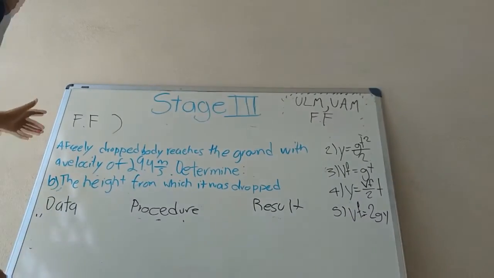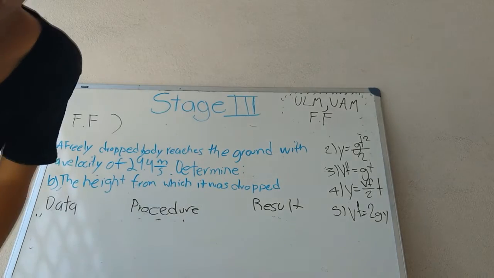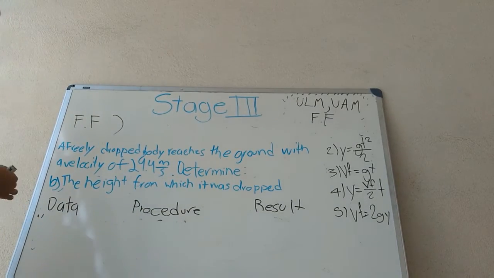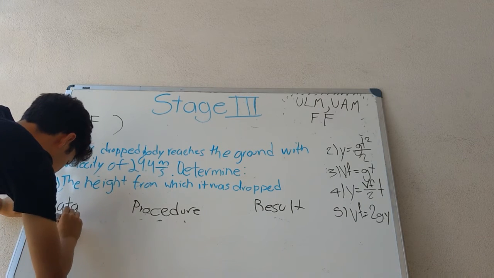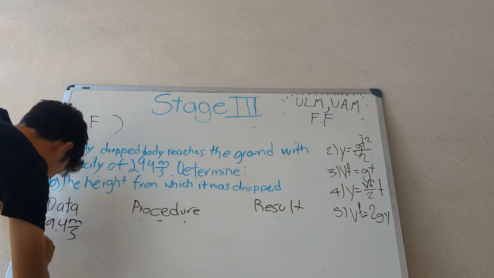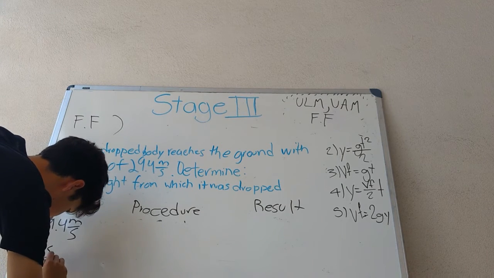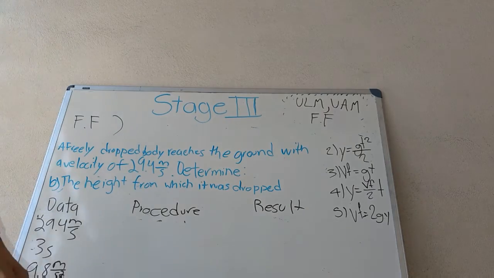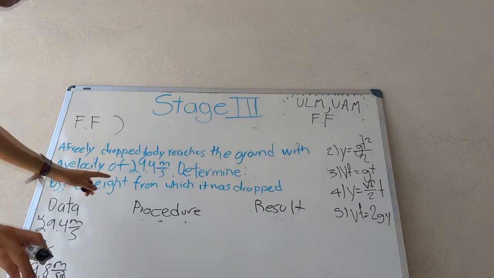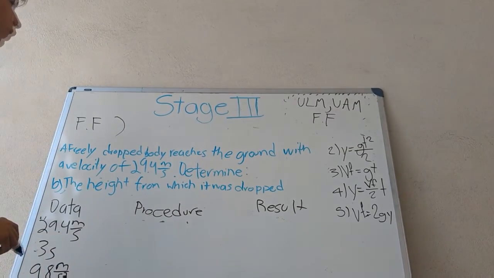The other question of this kind of problem is the height from which it was dropped. Now we have another data. The same, 29.4 meters per second. But now we have 3 seconds, and the acceleration that is 9.8. And we need to find the height, which will be represented by y.